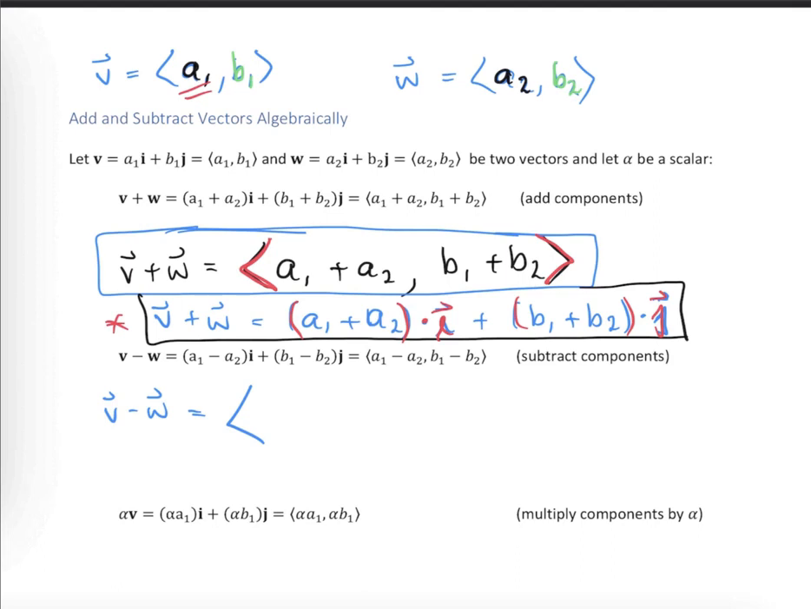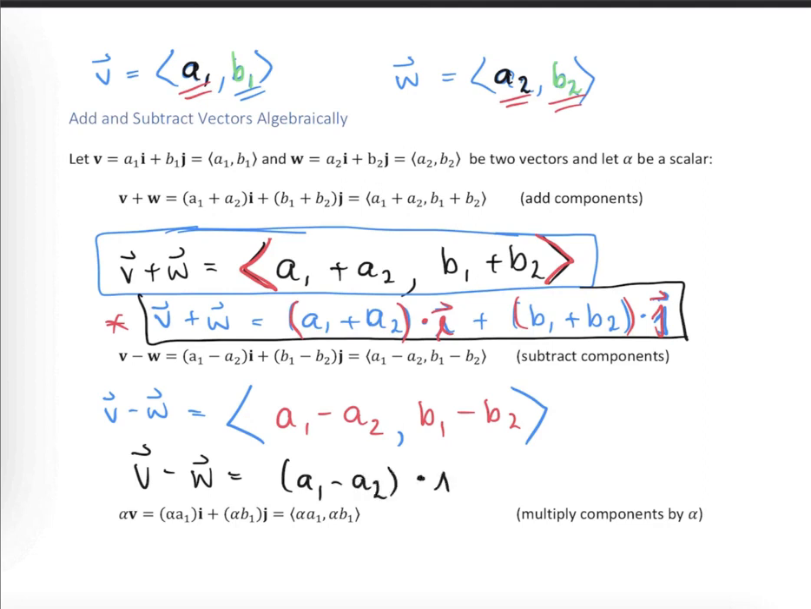So if we're doing v minus w, we would say a1 minus a2 is the horizontal component of the resultant. And then if we look at the vertical components, we would see that we're going to have b1 minus b2 to get the vertical component of this resultant vector. We can also write this vector in component form, where we have the quantity a1 minus a2 as a scalar multiple of my i vector, plus the quantity b1 minus b2 as a scalar multiple of my j vector.